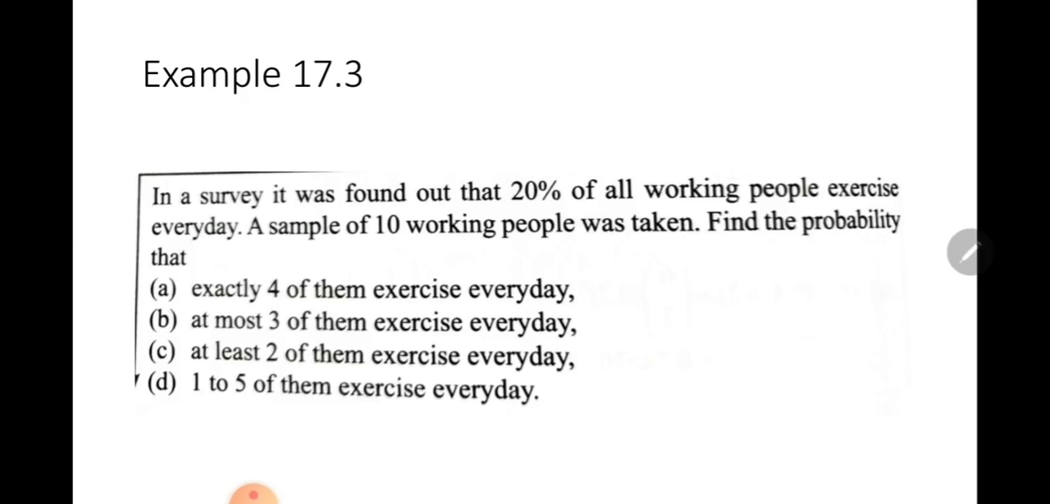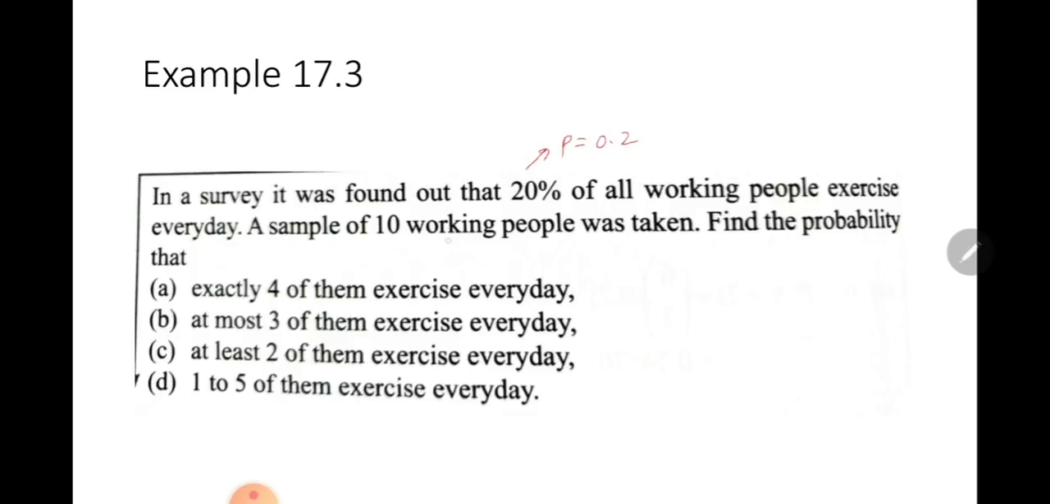Okay, so now let's look at another example. In a survey, it was found that 20% of all working people exercise every day. So that's just very small, right? Like I also don't exercise every day. So I'm in the 80% percentage. Okay, so we will still regard this as the success. Success means people who exercise every day. So the proportion or the probability will be 0.2.